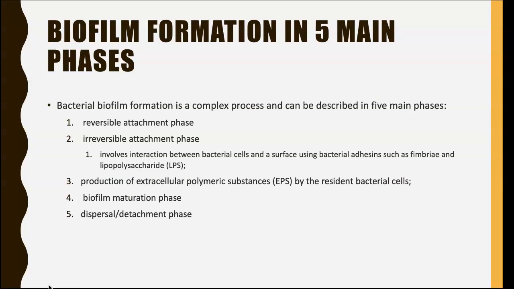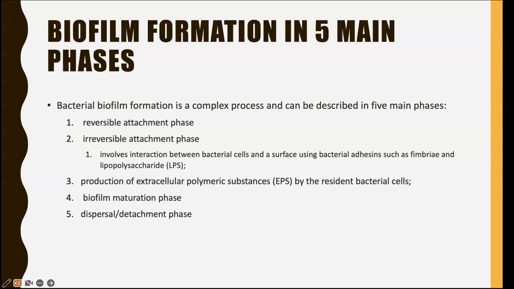Then that brings us to the third step, which is the production of the extracellular polymeric substances, or EPS, by these bacterial cells. Then the fourth step is the maturation phase, and this is where the bacterial cells will synthesize and release signaling molecules to sense the presence of each other, inducing the formation of microcolonies and maturation of bacterial biofilms.